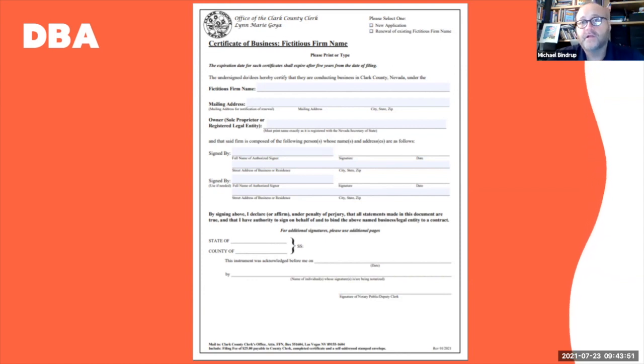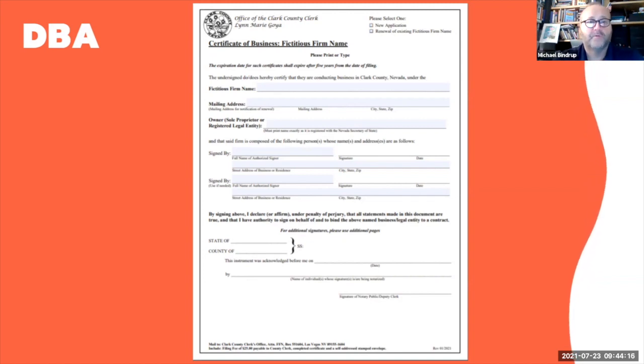Or you can go into the Clark County government office or the Clark County clerk's office. It's the same place where you get your marriage licenses. So if you go in there, there's always a big sign for marriage licenses. You go in there, and the clerks there will notarize this for you, okay, for free, which is kind of nice. So you pay $25, they stamp it, boom, you've got your fictitious firm name form.